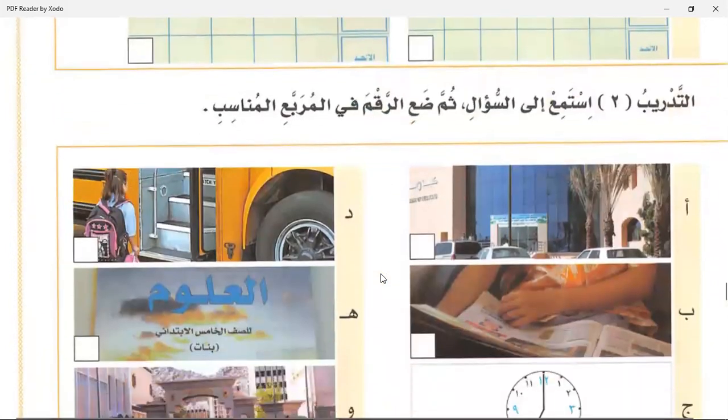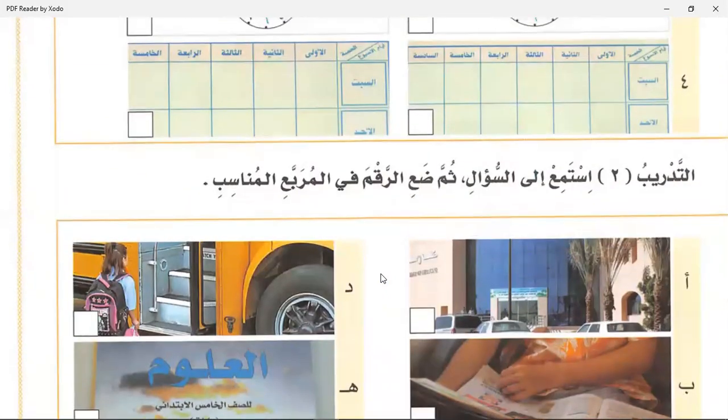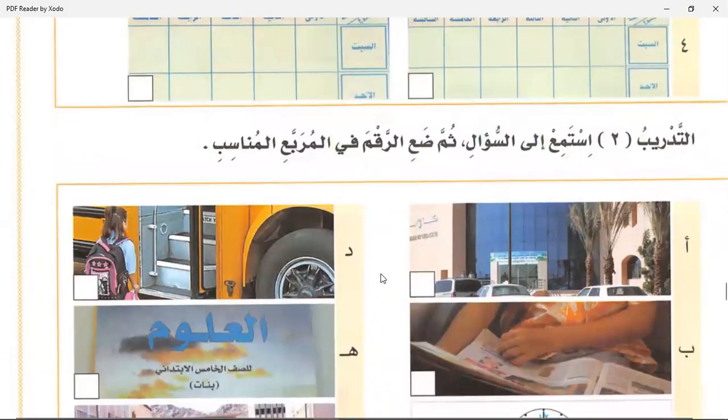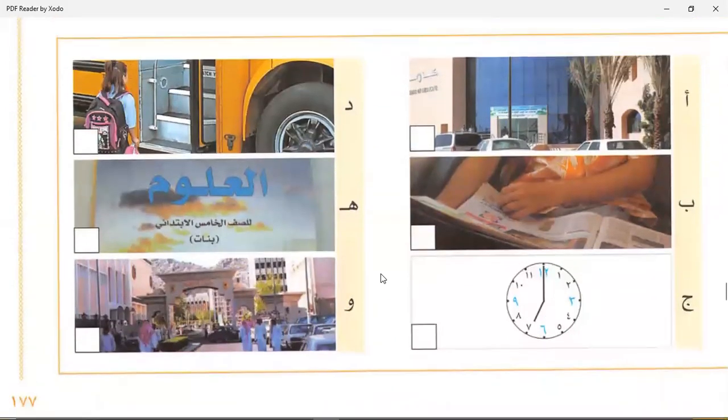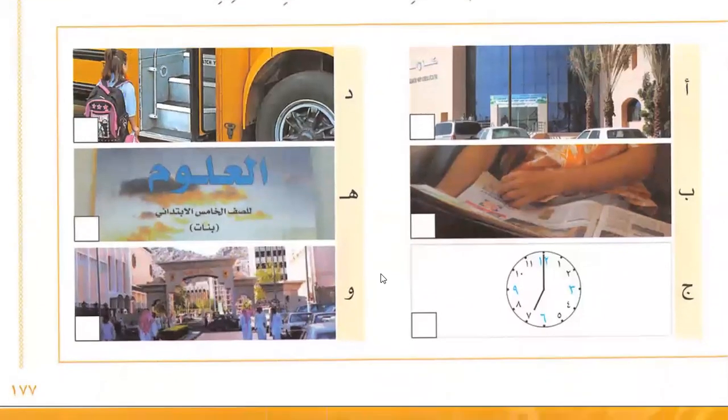Then التدريب الثاني, استمع إلى السؤال. Listen to the question, ثم ضع رقمه في المربع المناسب. Then put the number in the appropriate box. So I will say a question and you will write the number for that question.